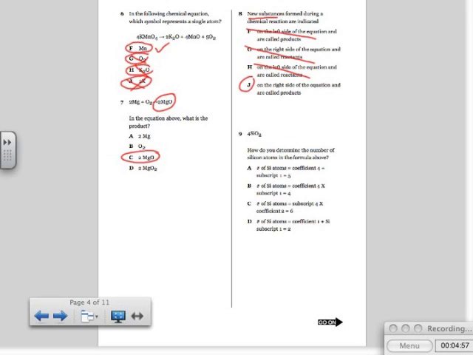4SiO2. How do you determine the number of silicon atoms in the formula above? Well, it's 4SiO2. So we have to look and see what we do here. Si has an invisible 1 right there. So we take the coefficient 4 and multiply it by the 1. So it's 4 times 1 equals 4 silicon atoms. So let's see what fits that. If we look at number 9, the answer is going to be this one right here, B.